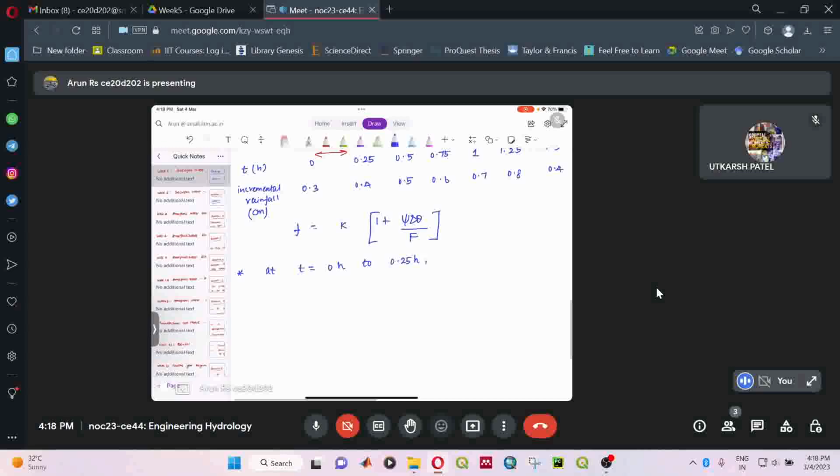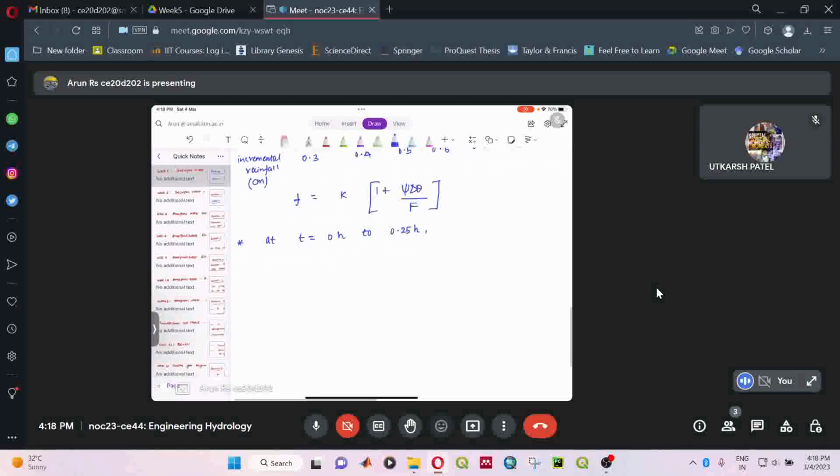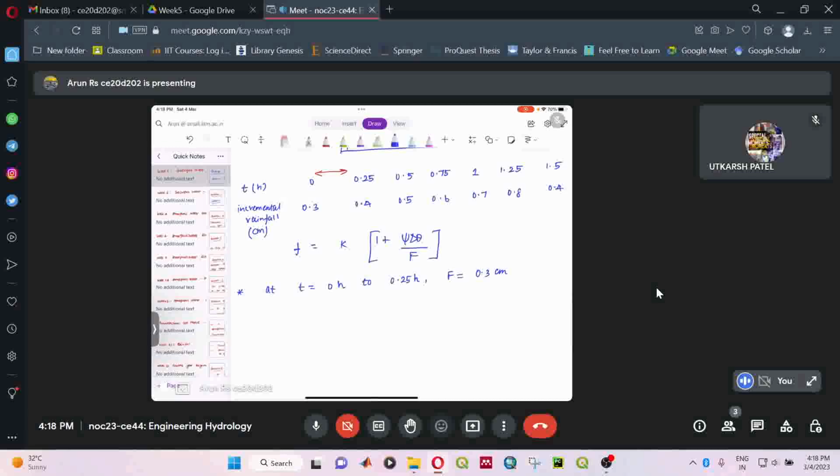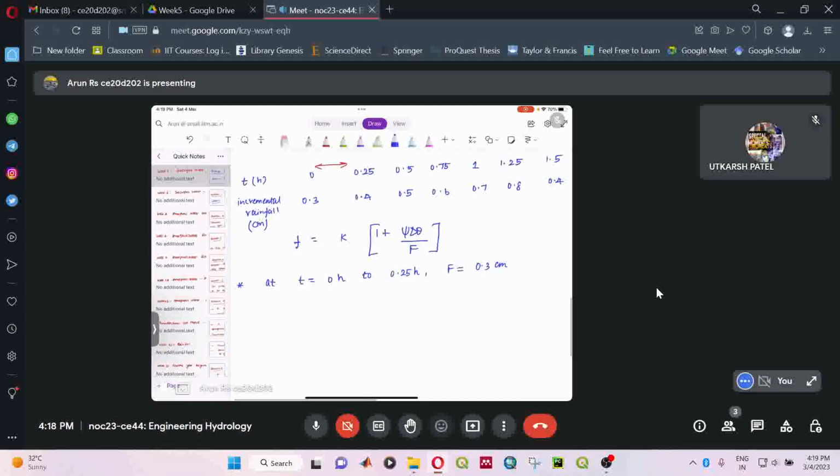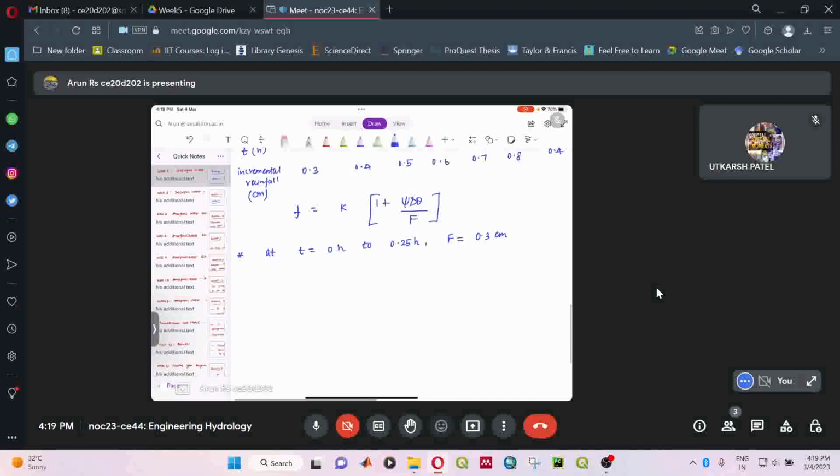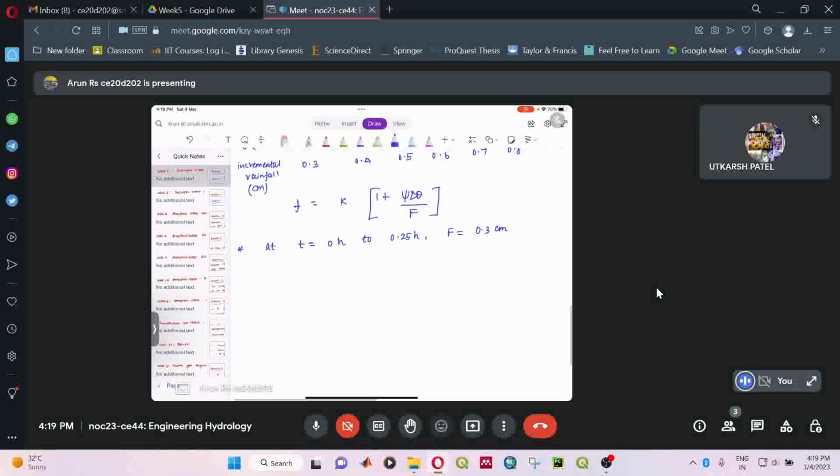So what will be your cumulative rainfall in this interval? Your capital F will be equal to your incremental rainfall itself. We are looking at the interval 0 to 0.25, and the incremental rainfall in that interval is 0.3. That could be the water that can be infiltrated, but we need to check with the infiltration rate.